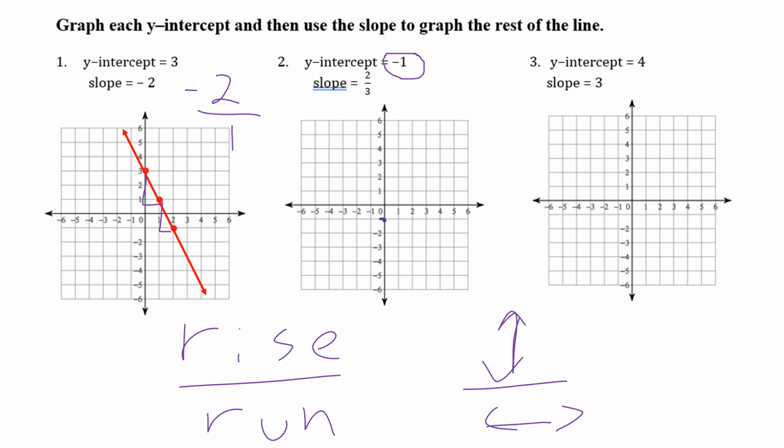Y-intercept is -1. Plot that point. And then you're going to go up 2, right? 2 is your up, and you're going to go right 3. So pause and do those.